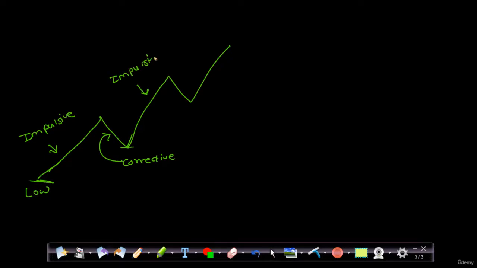This is very simple. Again, because it will not break the previous high, even if it touches from here and here, I am saying it is a corrective wave only. Corrective wave. And again this is the impulsive wave. So this is very simple. Hope you got my point, what is meant by impulsive wave and what is meant by corrective wave.